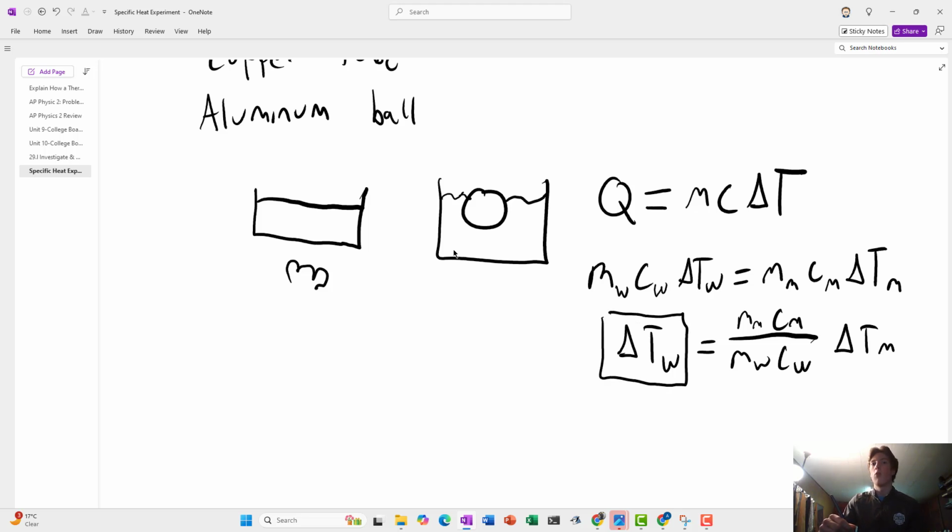So this would be our y variable. This would be our slope, so this would be like the m. And this would be like the x.